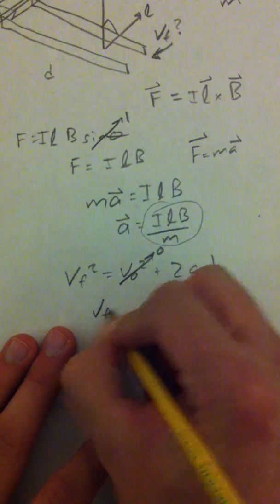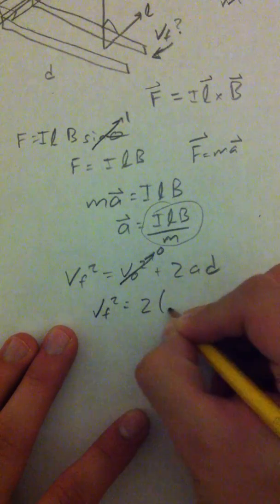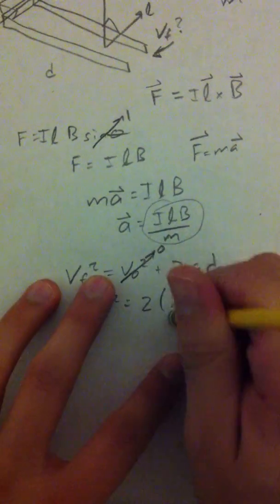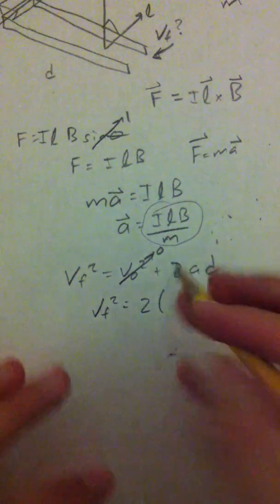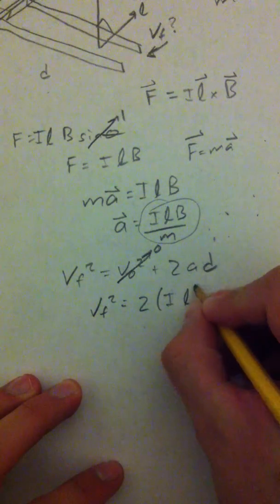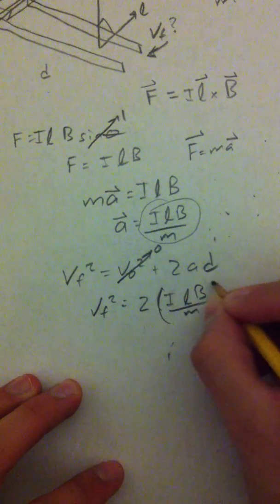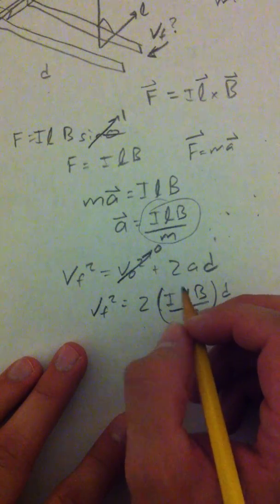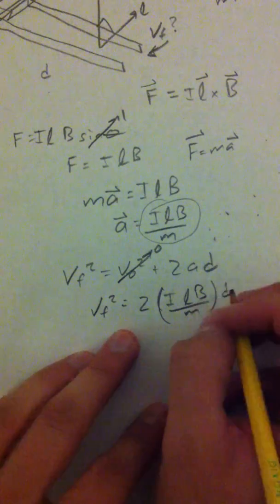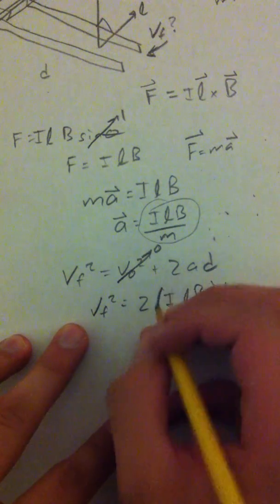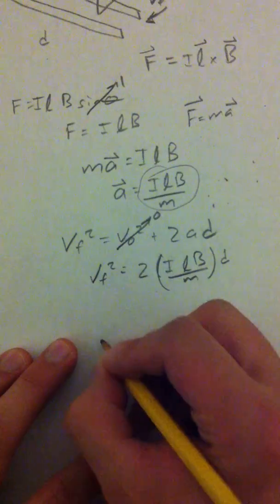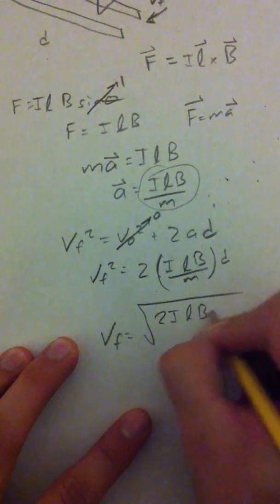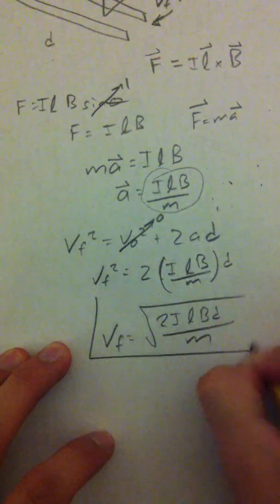So v final squared equals 2 times ILB over m times d. Then we just take the square root of that, and we got our expression for the speed. Speed equals the square root of 2ILBd over m. That's our answer.